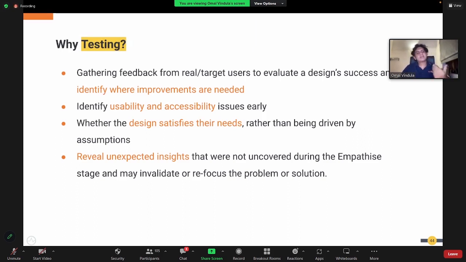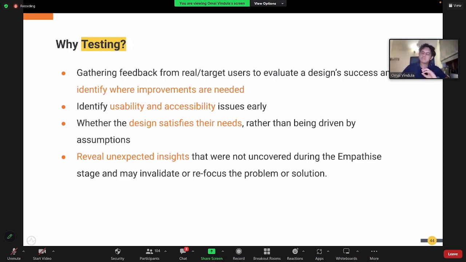And also we have to check, like I said, whether this design satisfies their needs, right? So rather than assuming stuff, right? We assume that that's the problem in the beginning, right? So we have to see whether this assumption matches their needs, right? And at the same time, we have to see whether this reveals any unexpected, unforeseen things that you didn't see before, during the empathize stage. And if you uncover something like that, you may have to refocus. You have to go through that design thinking process again and see how you can align your software or product to these newly uncovered insights, right? So because of these reasons, it's very important for you to test your solution before releasing to the market.